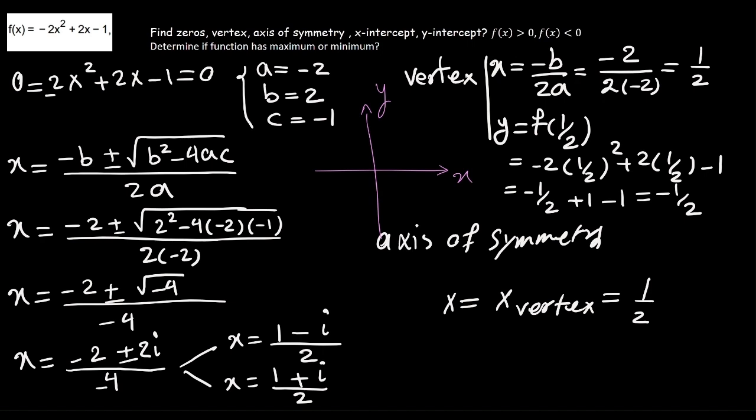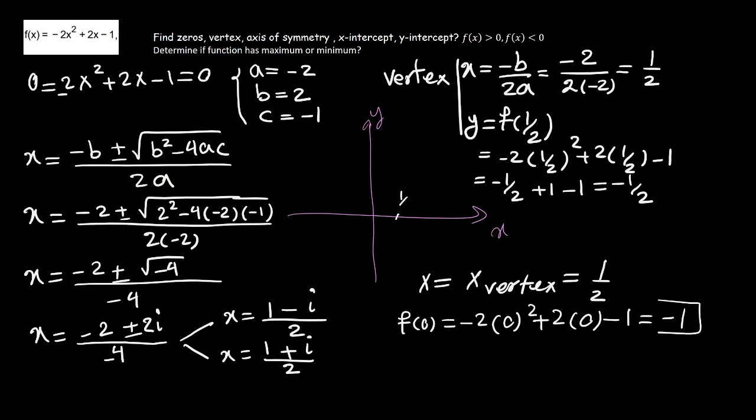We already know the vertex is (1/2, -1/2). So the vertex is here. When we have the vertex, then we know the axis of symmetry, right? This is the axis of symmetry, x equals 1/2. It's a vertical line. And the y-intercept is -1, so here is the y-intercept. The vertex is the maximum point, and the parabola opens down and is symmetric with respect to x equals 1/2. So this is the parabola that we are looking for.